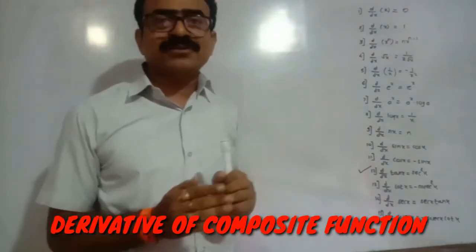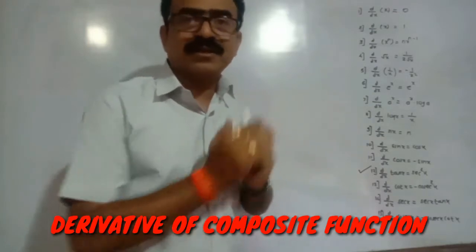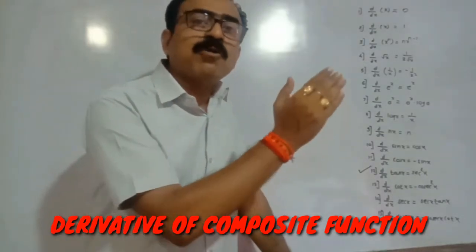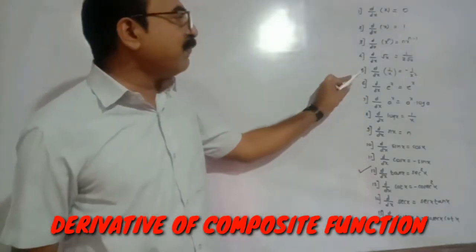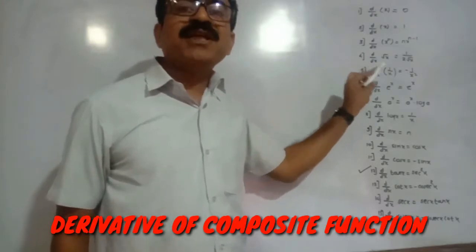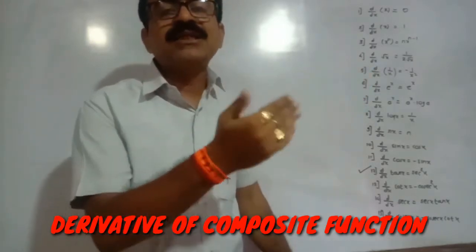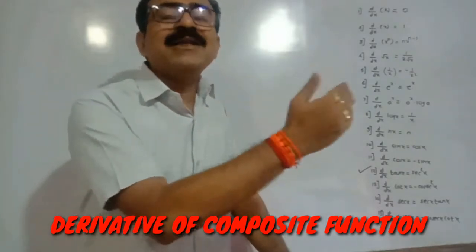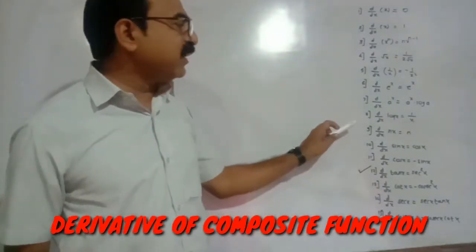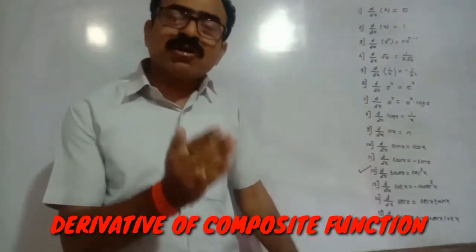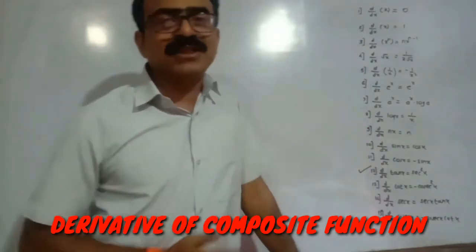Derivative of nx is n. Derivative of root x is 1 upon 2 root x. Derivative of log x is 1 by x. Derivative of e raised to power x is e raised to power x. Derivative of 1 by x is minus 1 by x square. Derivative of sin x is cos x. Derivative of cos x is minus sin x.